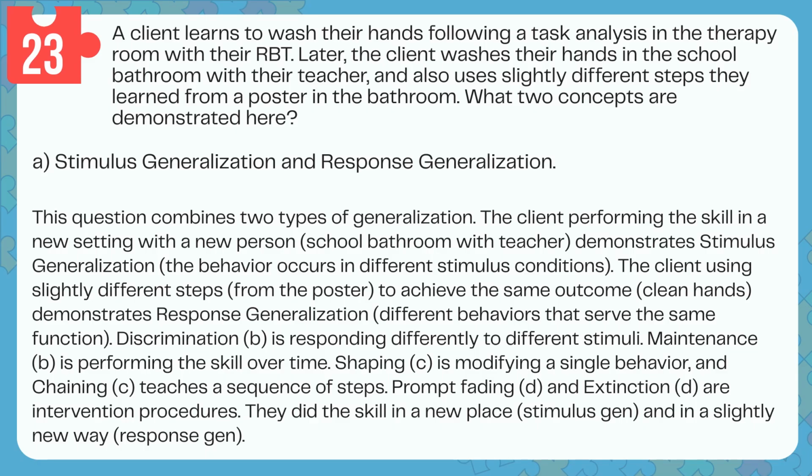Discrimination, B, is responding differently to different stimuli. Maintenance, B, is performing the skill over time. Shaping, C, is modifying a single behavior. And chaining, C, teaches the sequence of steps. Prompt fading, D, and extinction, D, are intervention procedures. They did the skill in a new place, stimulus gen, and in a slightly new way, response gen.